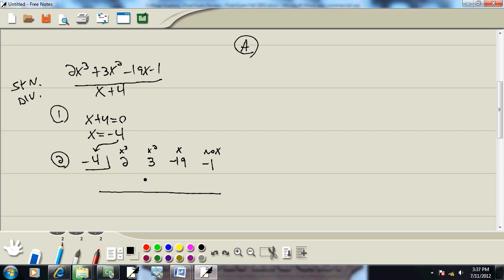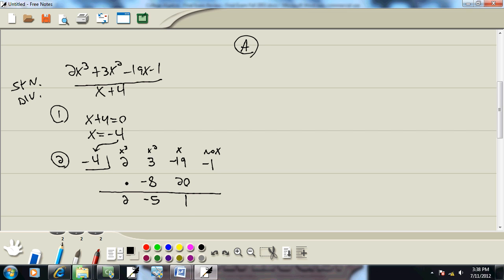Now we're going to go through a series of adding, multiplying over and over to get our answer. Start with our far left column. 2 plus nothing gives us 2. You always multiply by the number up in the box, which is negative 4, by the number you just put down there. Negative 4 times 2 is negative 8, and you put it here. Then we want to add. 3 and negative 8 gives us negative 5. Now multiply. Always multiply by the number up in the box, by the number you just put down there. Negative 4 times negative 5 is 20. Now add. Negative 19 plus 20 gives us 1.